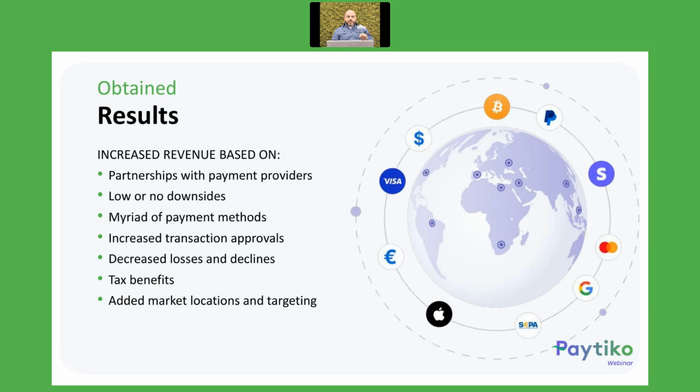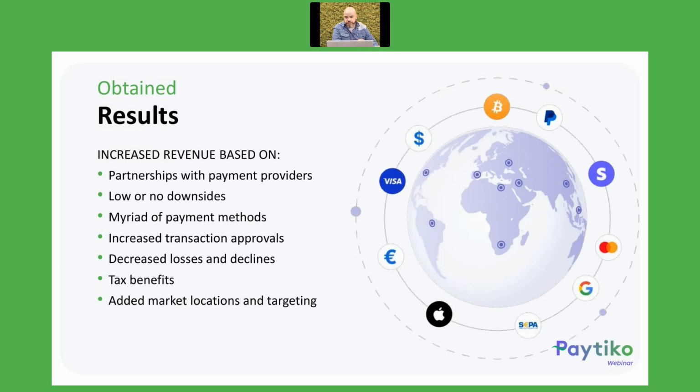Of course, your revenue will increase based on the payment methods. You're going to have access with us to more payment methods than before. You're going to have all online payment methods available. This is a good way to increase the clientele, to reach more people, and to attract clients that have their own preferences in terms of how to make a purchase online. Transactional approvals are also a criterion that's going to increase.